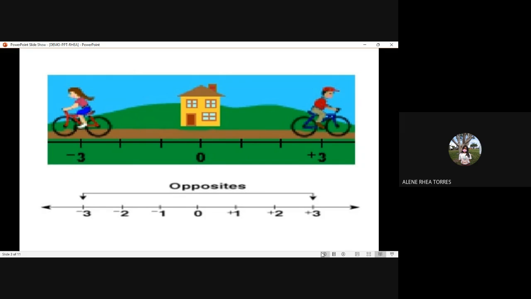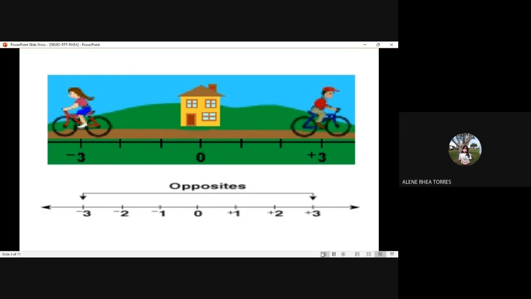Karon unsaon nato pag-determine sa ilang duha kinsa ang mas layo? Di ba kung normal lang siya na number, 3 and 3, makabalo ta na equal sila. But what if naay sign which is the positive and negative, unsaon nato sila pag-determine? Before we proceed for that, I have a question here.